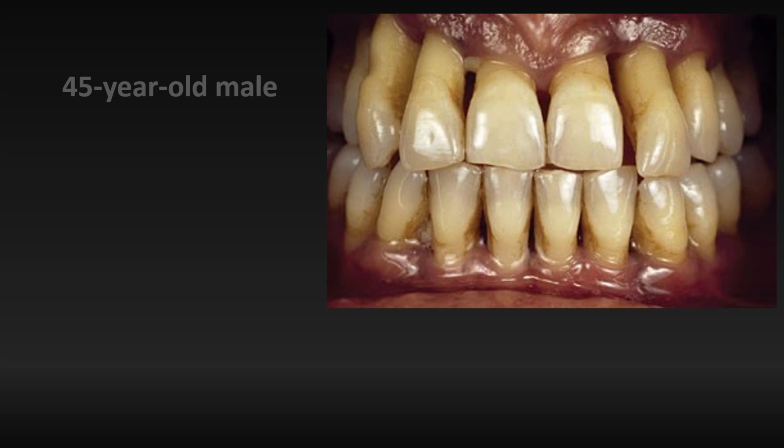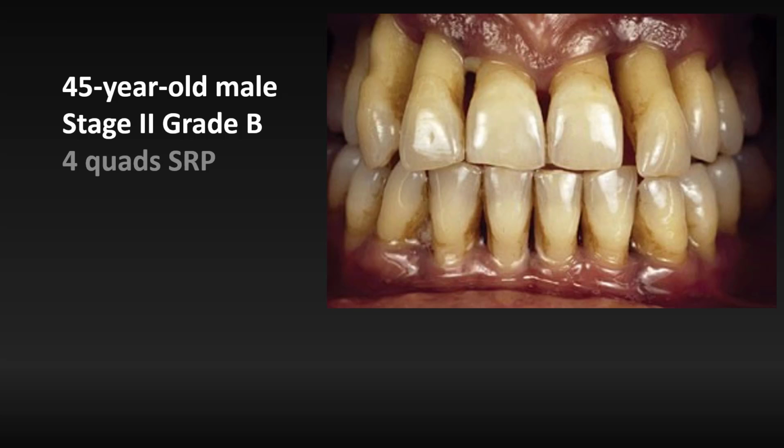Now let's take a look at DeMarcus. DeMarcus is a 45-year-old male who initially presented with generalized stage 2 grade B periodontitis. He was treated with 4 quadrants of scaling and root planing. At his reevaluation appointment, he has very little actual healing of the tissue and continues to have moderate inflammation, erythema, and bleeding on probing, despite having adequate self-care and biofilm control.